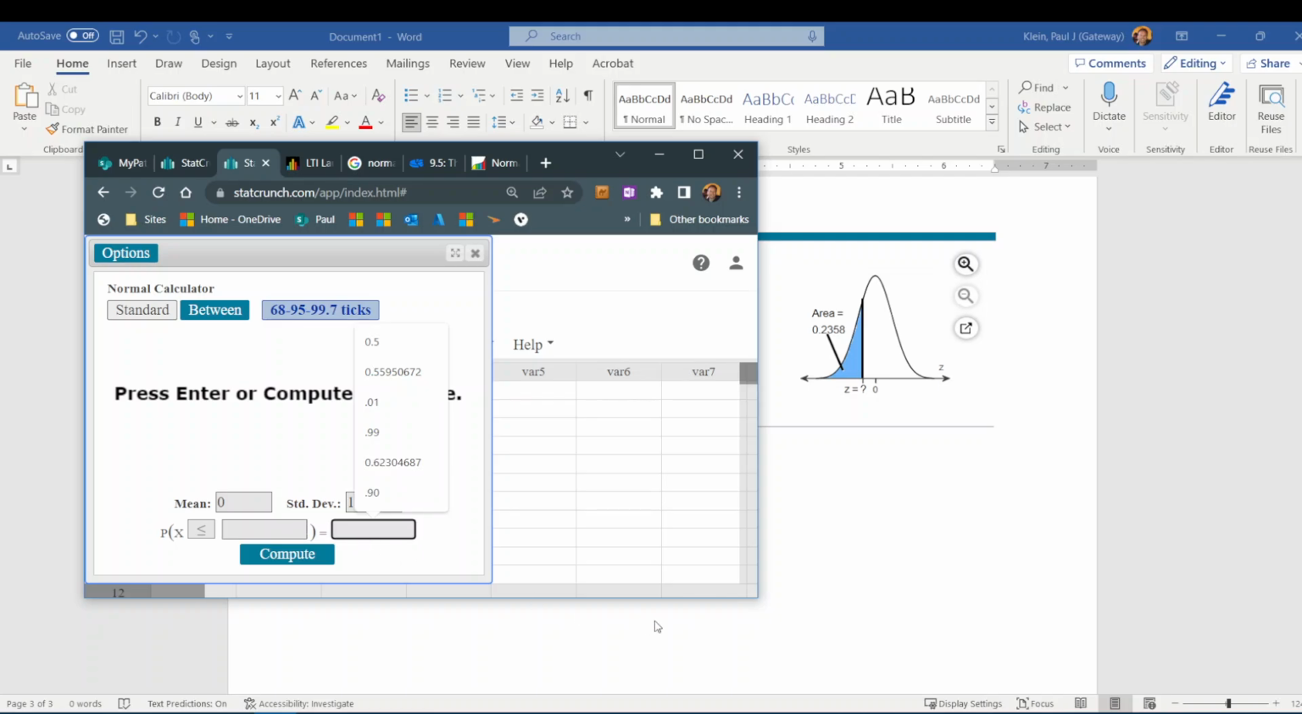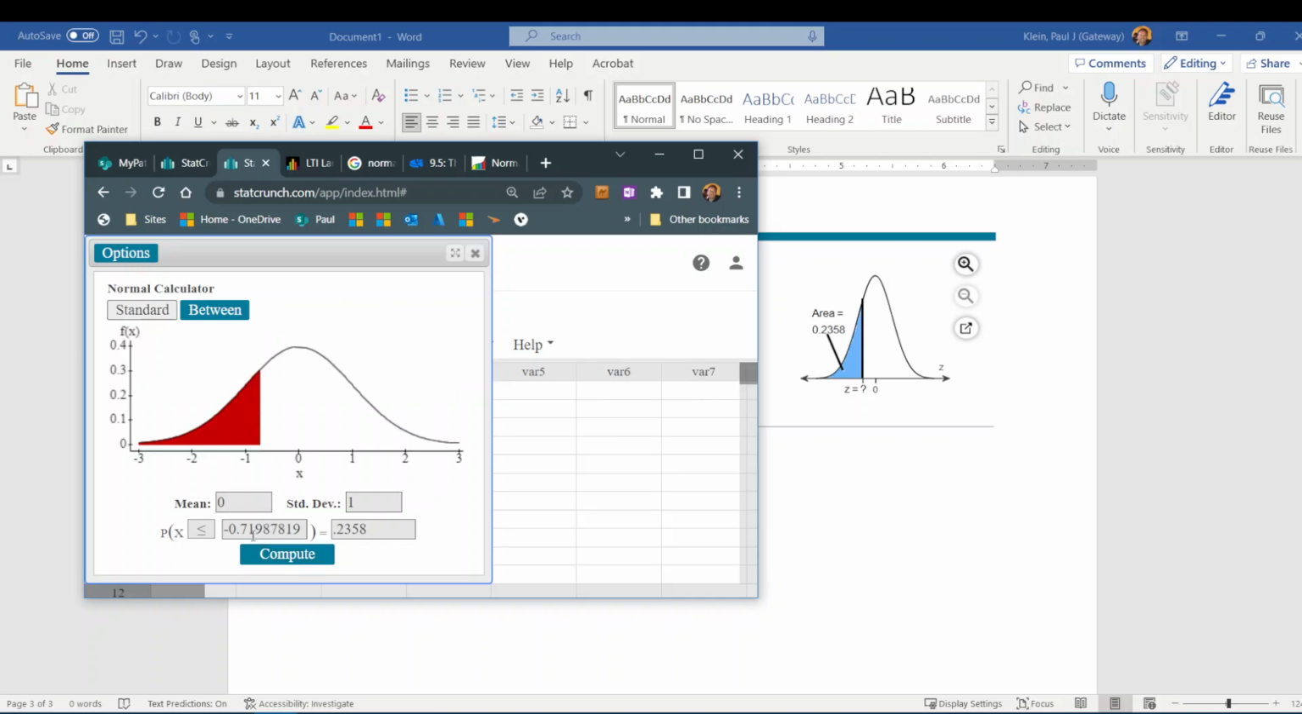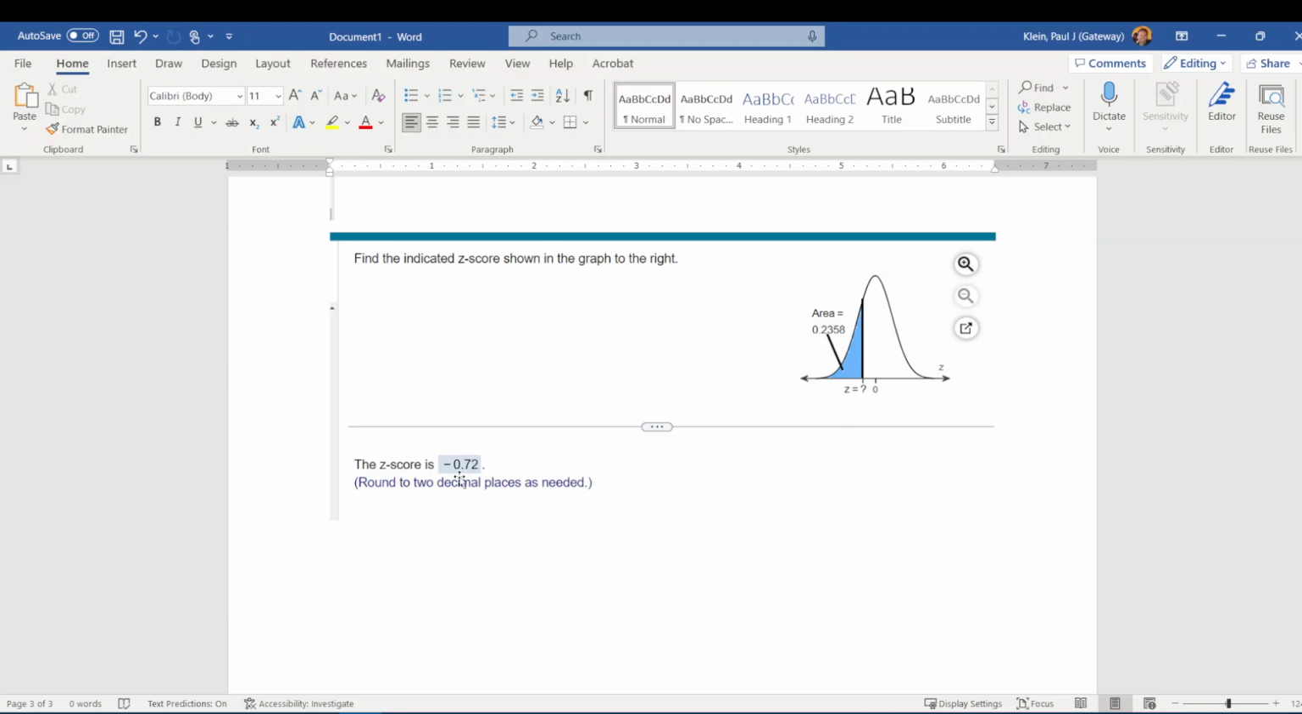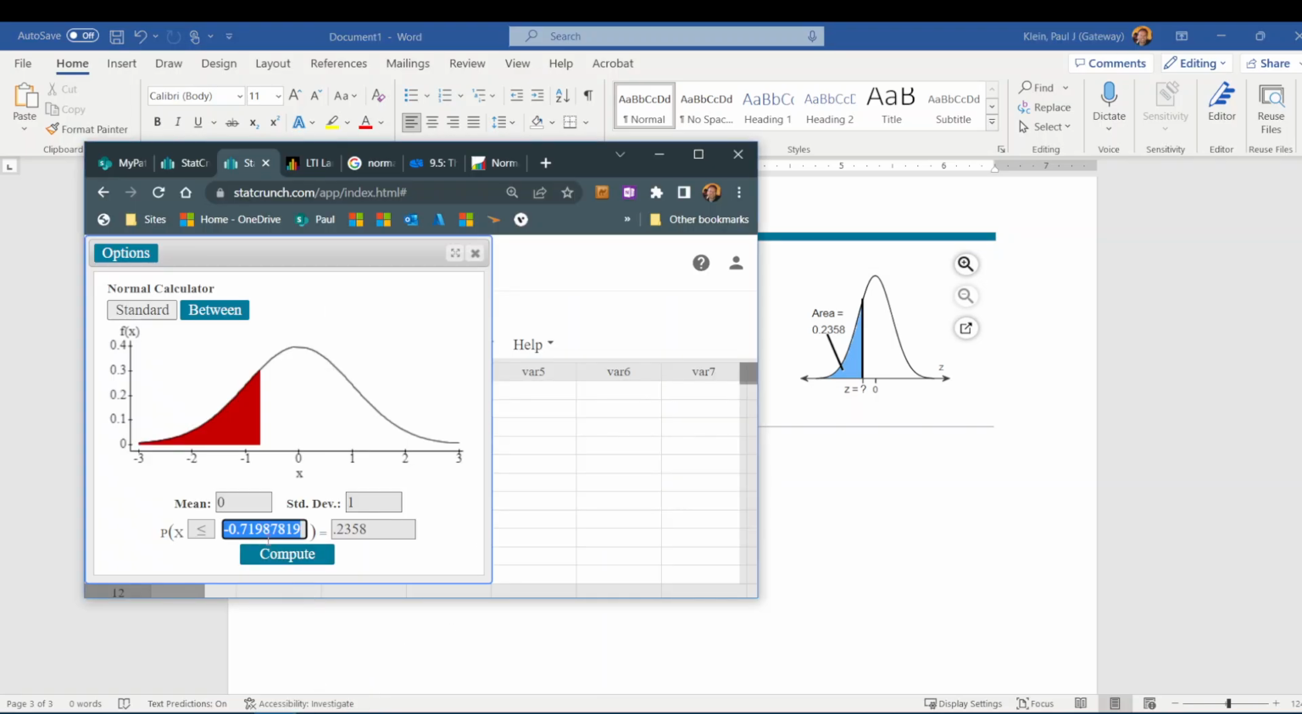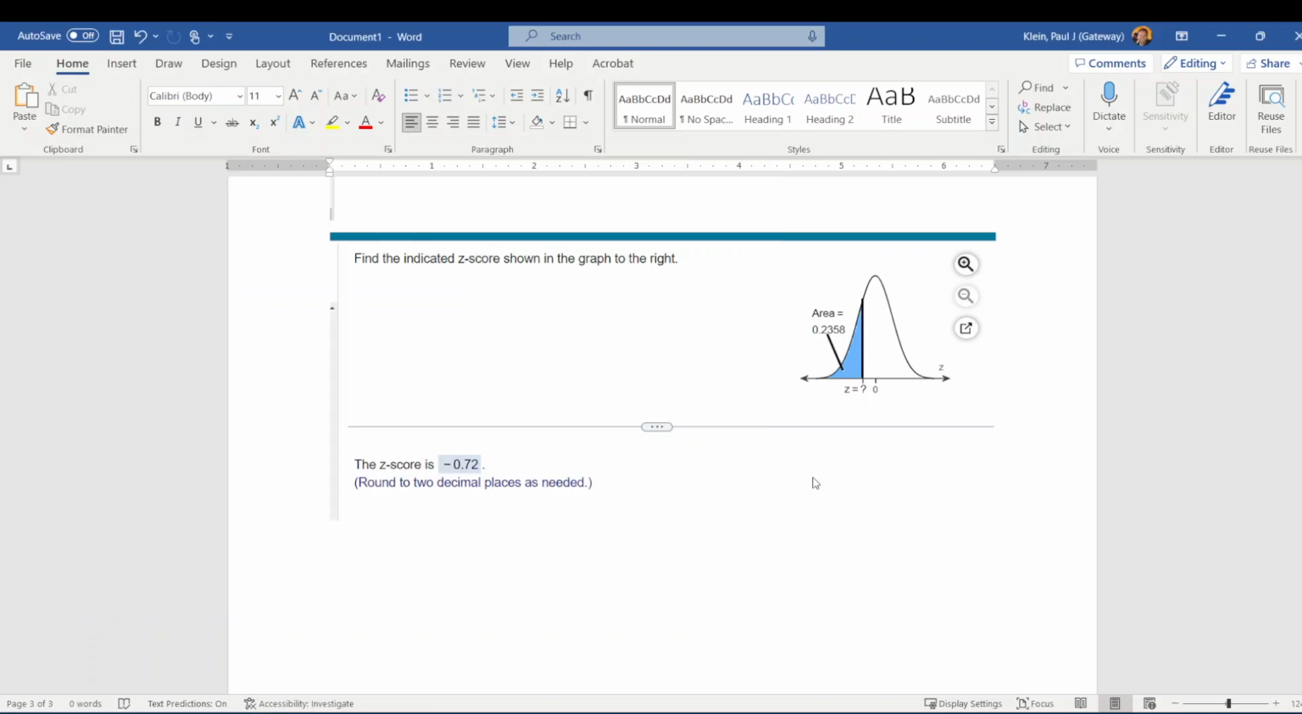So we know we have this 0.2358, and we do our compute, and there it is right here, minus 0.719, I guess 8, or minus 0.72. It said round to 2 decimal places, so we get minus 0.72.